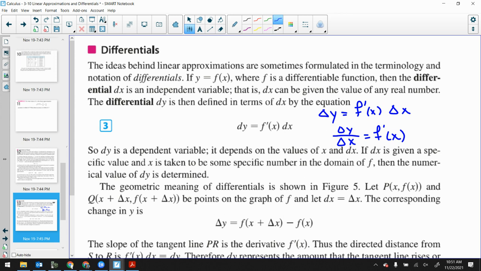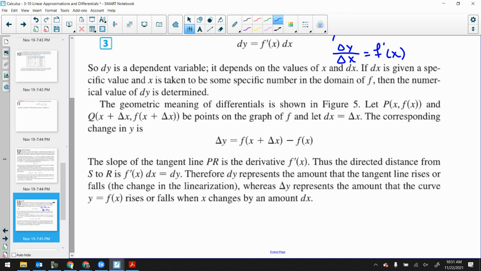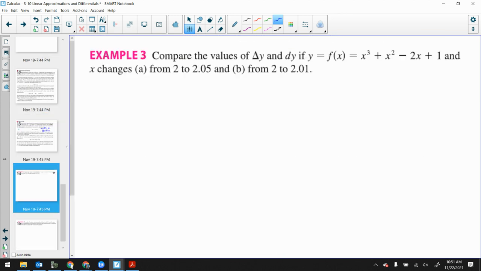So dy is the dependent variable. It depends on the value of x and dx. If dx is given a specific value and x is taken to be some specific number in the domain of f, then the numerical value of dy can be determined. Let me show you what I mean here.